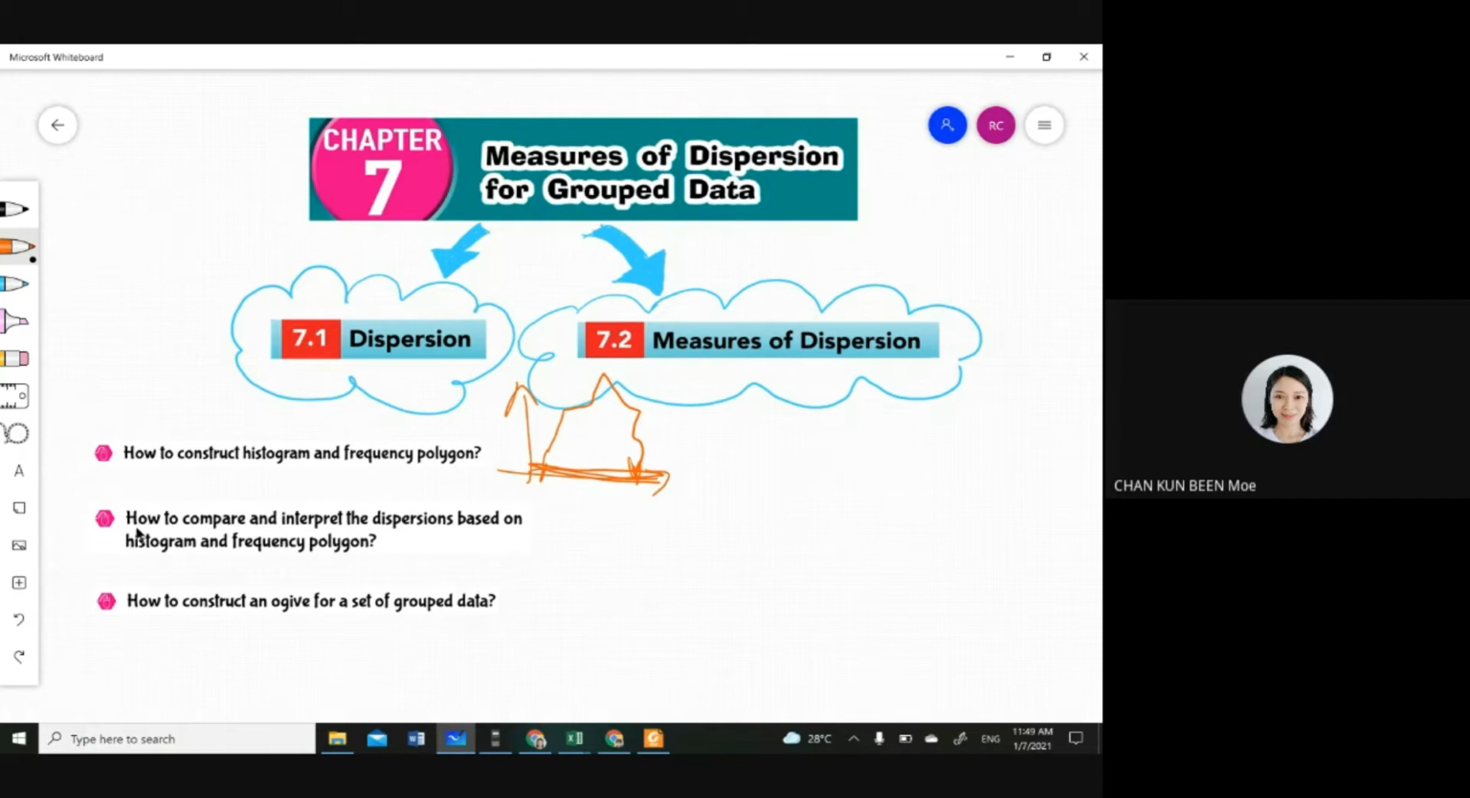Okay, and then we also learn on how to compare and, sorry, this one haven't. This is what we are going to learn. We are going to see on how to compare and interpret the dispersions based on histogram and frequency polygon. So you have done these two before, but today we are going to interpret the dispersion. And the last thing is we are going to see how to construct an ogive for a set of group data. So over here, this includes the quartile, the first quartile, second and the third quartile, and also the percentile. Okay, and then in the next lesson, we are going to enter 7.2, the measures of dispersion. So that is the full subtopic for this chapter.